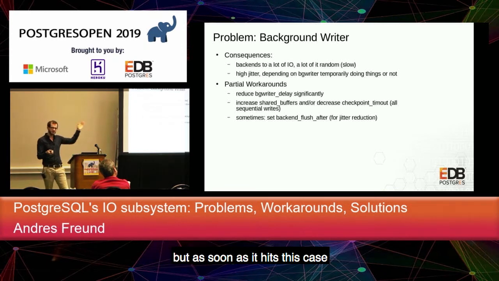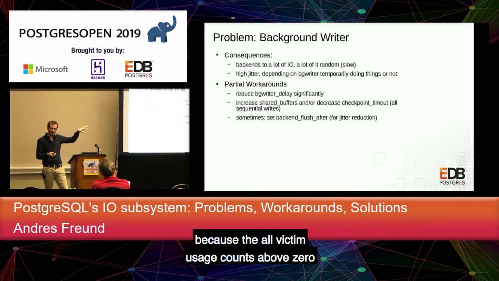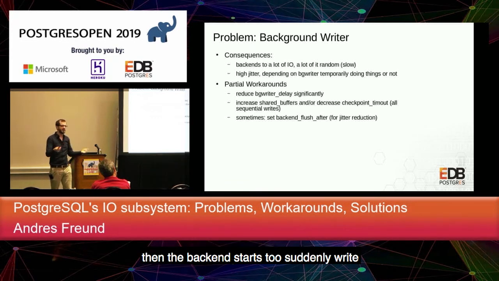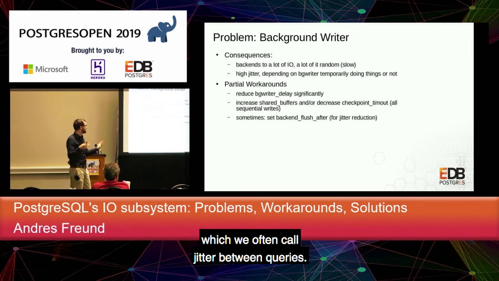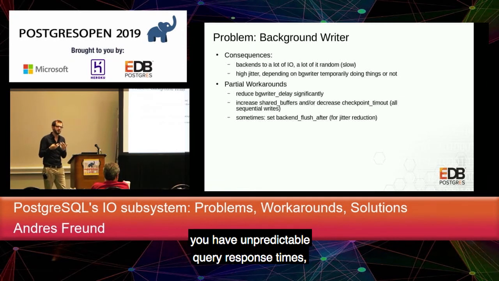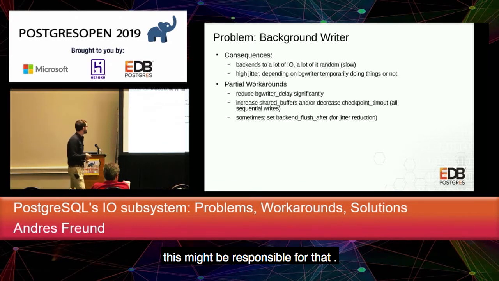But as soon as it hits this case where it doesn't find anything to replace because they're all victim usage counts above 0, then the backend starts to suddenly write. And then that leads to very high latency differences, what we often call jitter between queries. And so if you see that you have unpredictable query response times, this might be responsible for that.